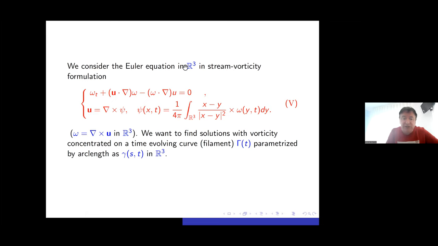Now the Euler equation in R^3 in stream vorticity form is this problem. It looks like the previous equation, except for this term, which is the vortex stretching, which is what causes all types of difficulties in 3D. In addition, the problem is vector valued. Now the corresponding stream function has this form. Then what we want to find are solutions with vorticities concentrated at a time evolving curve gamma of t, parametrized by R.